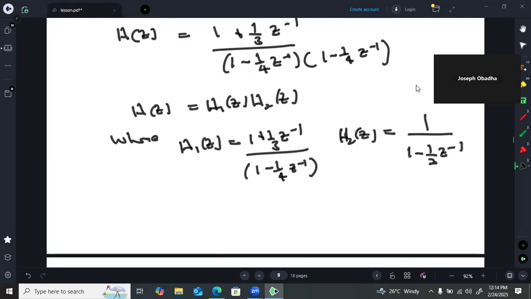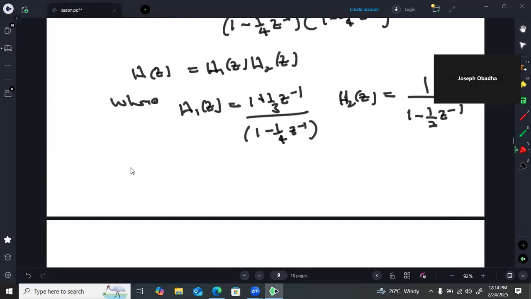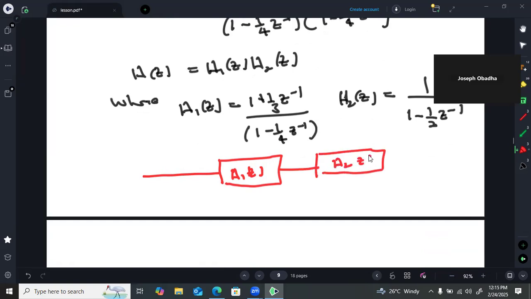So these are the terms that we need to implement using direct form 2, and then we collect them in cascade. So that we have the block for the H1(z), and then we go to the block for H2(z). So implement each term separately using the direct form realization and combine.